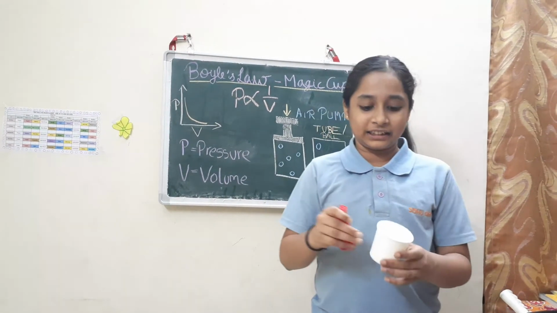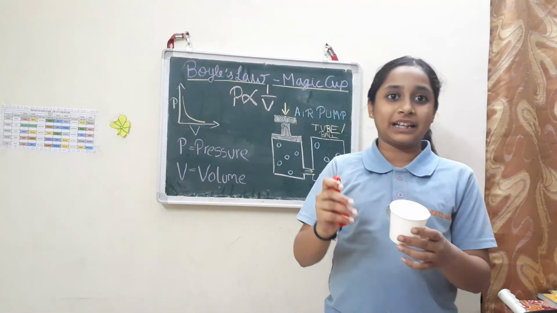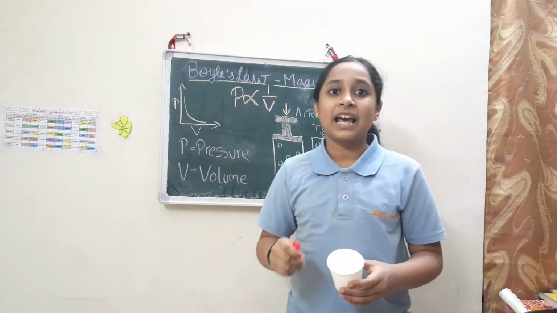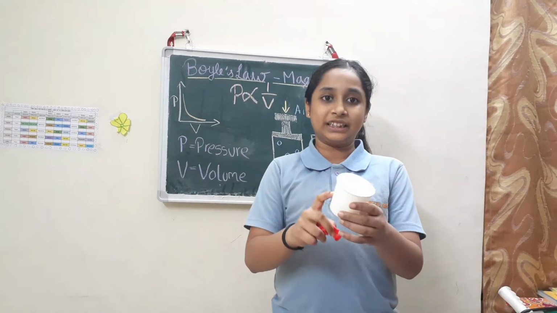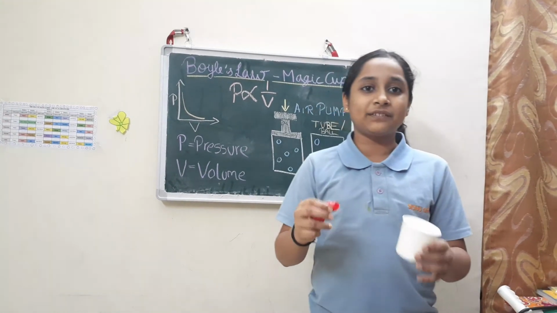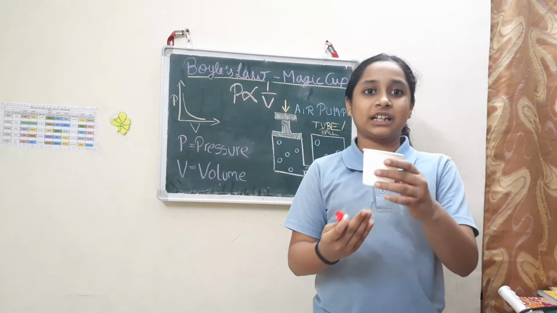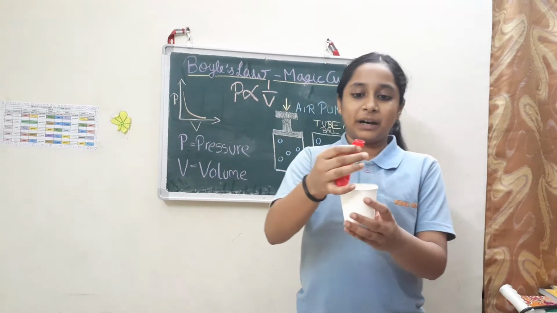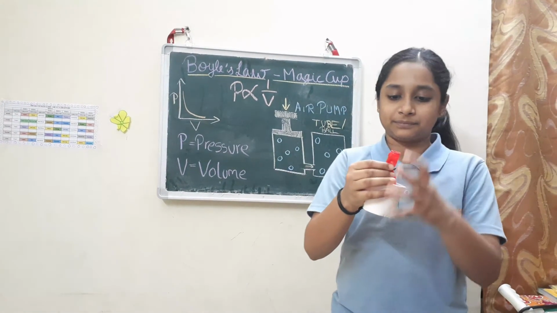And this is according to Boyle's law, because whenever volume increases, pressure decreases, and the atmospheric pressure outside is more than the pressure inside the cup, and because of this difference there is a force which does not let the cup fall down, so the balloon and the cup get fixed.